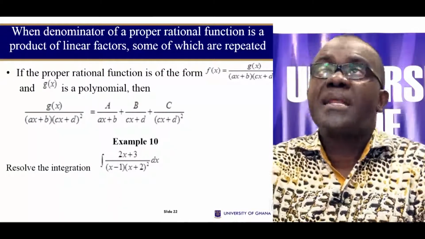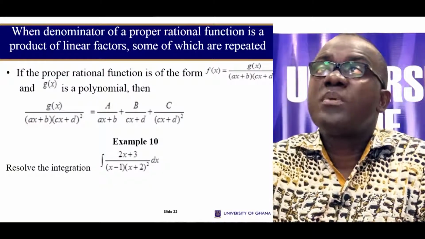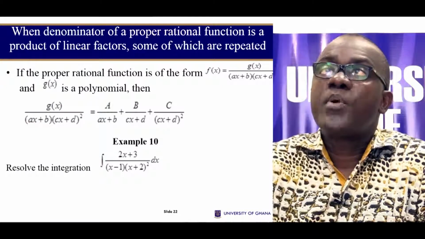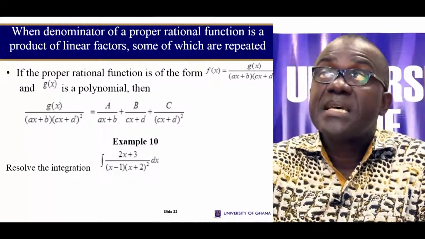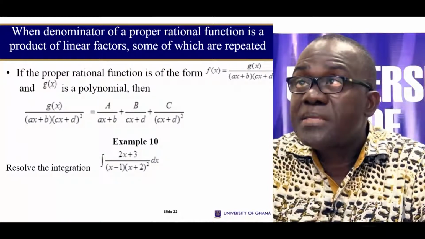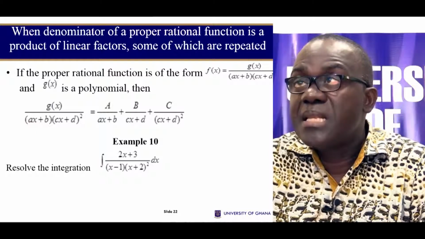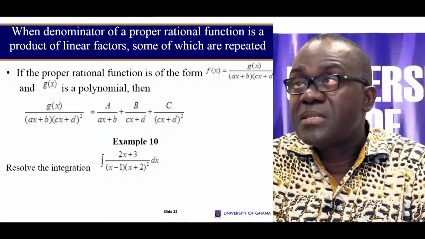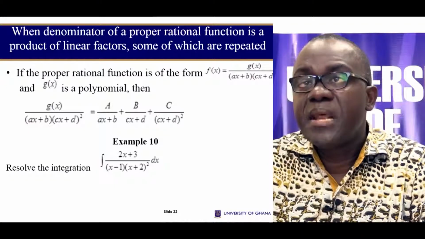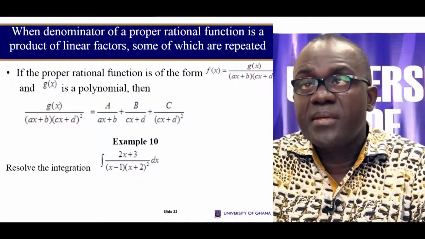Now, let's look at another example. When the denominator of a proper rational function is a product of linear factors, some of which are repeated. An example is that this is a linear function, this is a linear function, but the linear function here has been repeated because there is a square here. You can see it clearly from here. There is a square here.